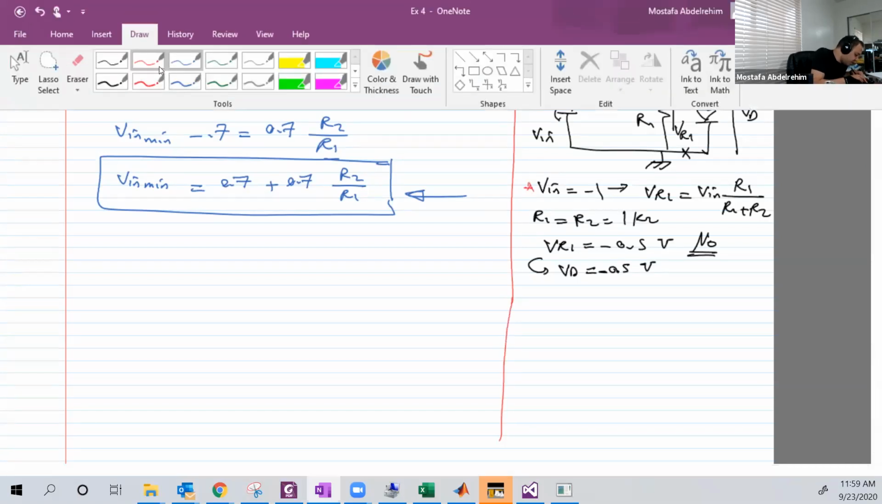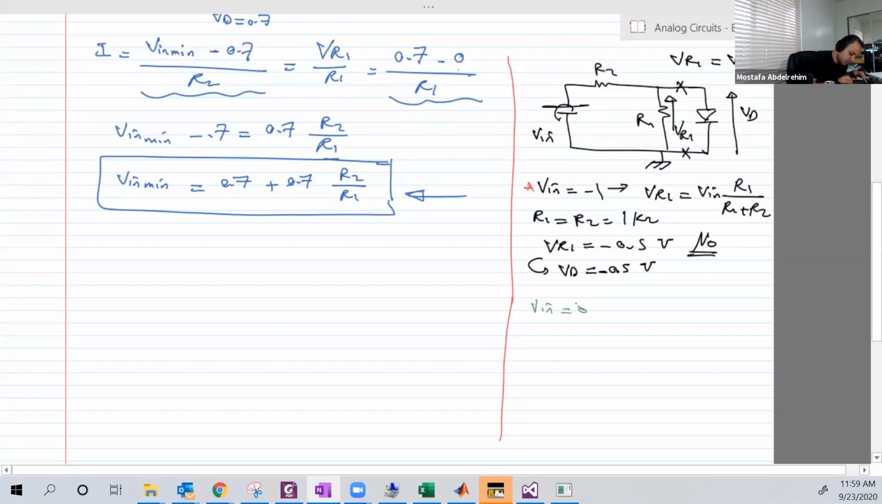Let's assume the input is 0. Again, the diode will be off, and again no current is flowing through it. So R1 and R2 are just in series, so it's a voltage divider again, just like this one. So in that case, VR1 is equal to 0. 0 multiplied by anything is 0, and VD is also 0. And that's not enough for the diode to conduct.